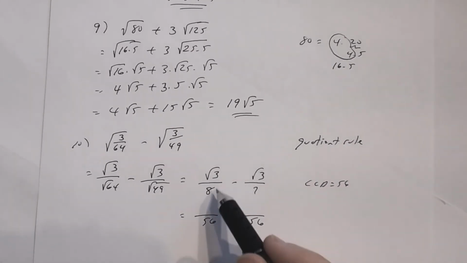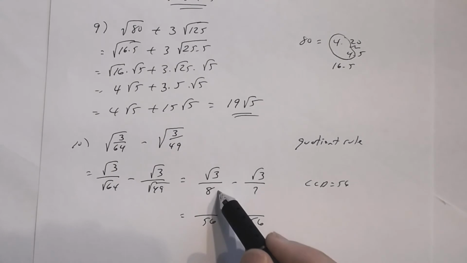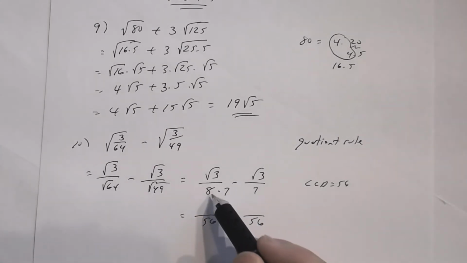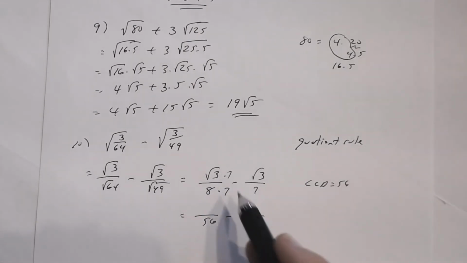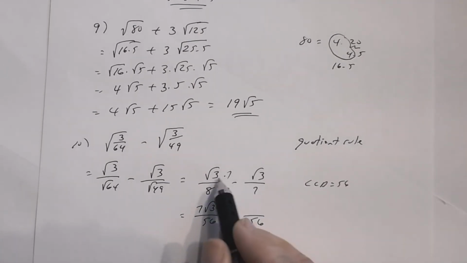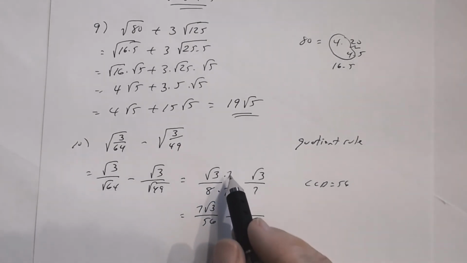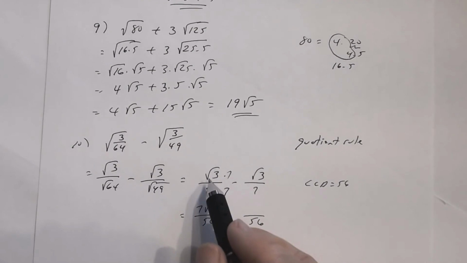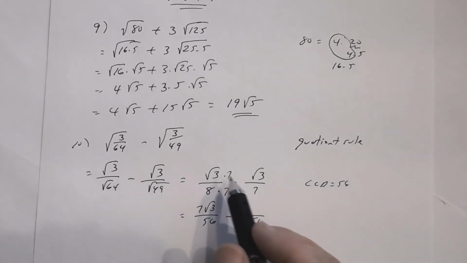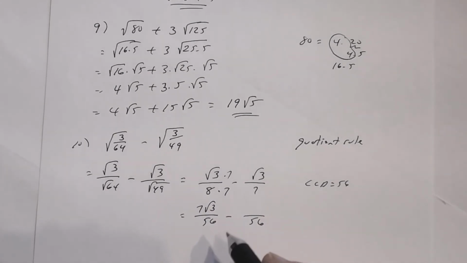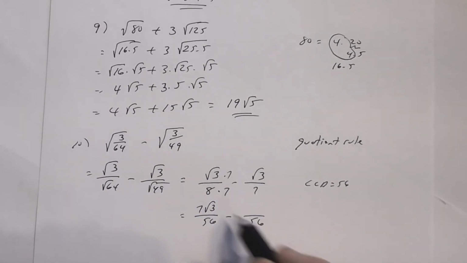And so remember what we did, we asked ourselves, 8 times what is 56? Well, 7. So if I multiply the denominator by 7, I have to multiply the numerator by 7. And so square root of 3 times 7 will be 7 square root of 3. Don't say 21. We talked about that before. That's not the square root of 7, that's just 7. And that's not 3, that's the square root of 3. So you can't just say square root of 3 times 7 is square root of 21. That's not true. It's 7 times the square root of 3.